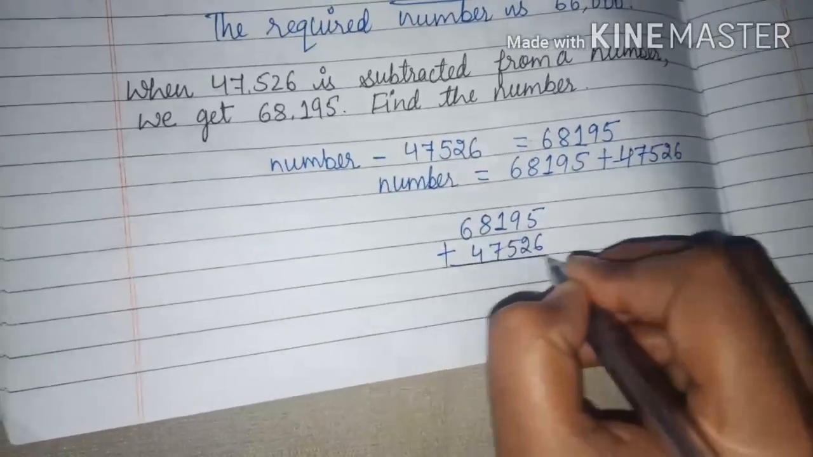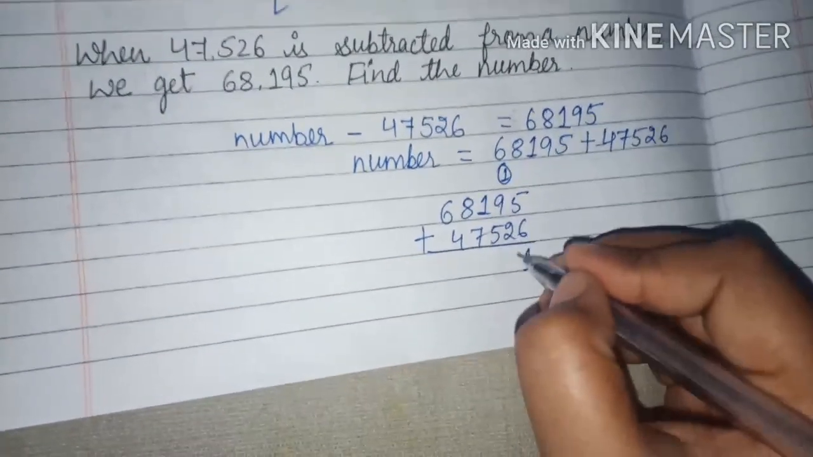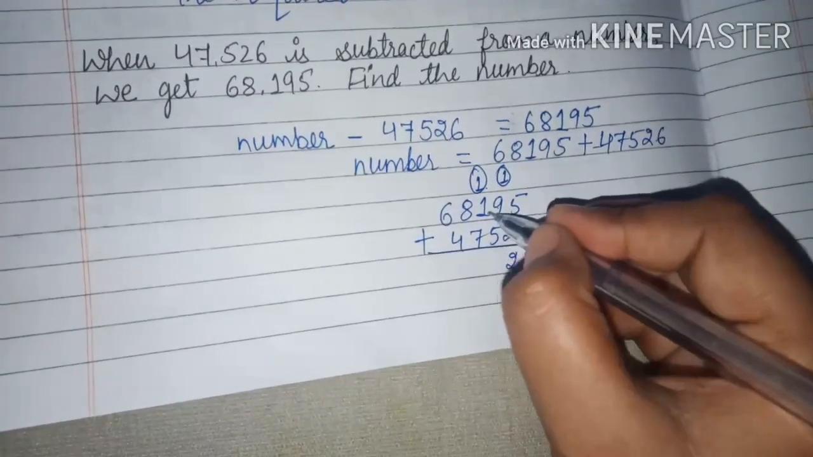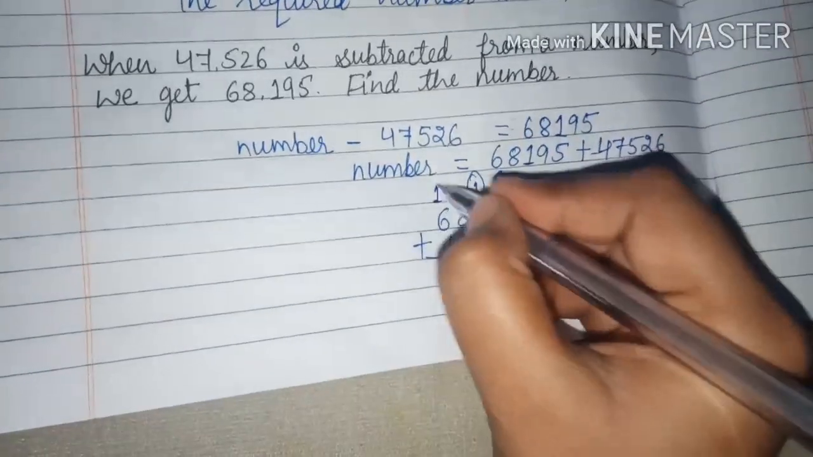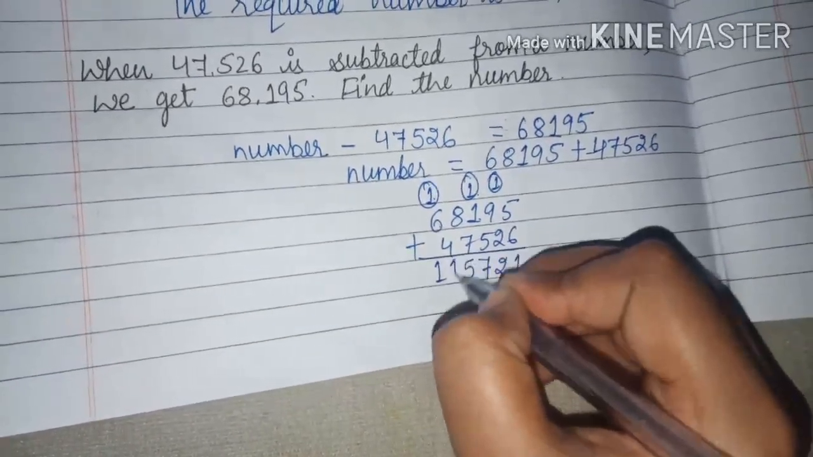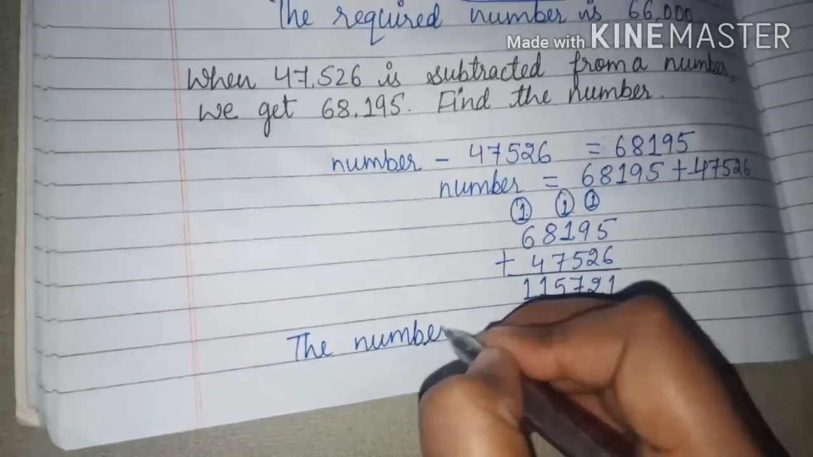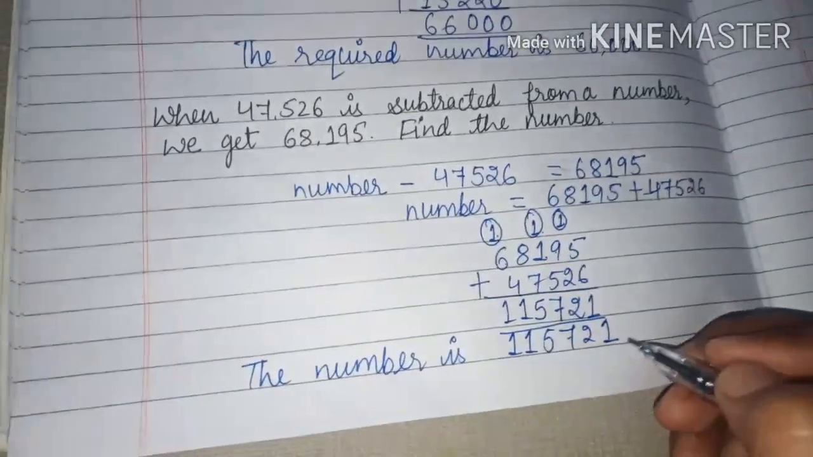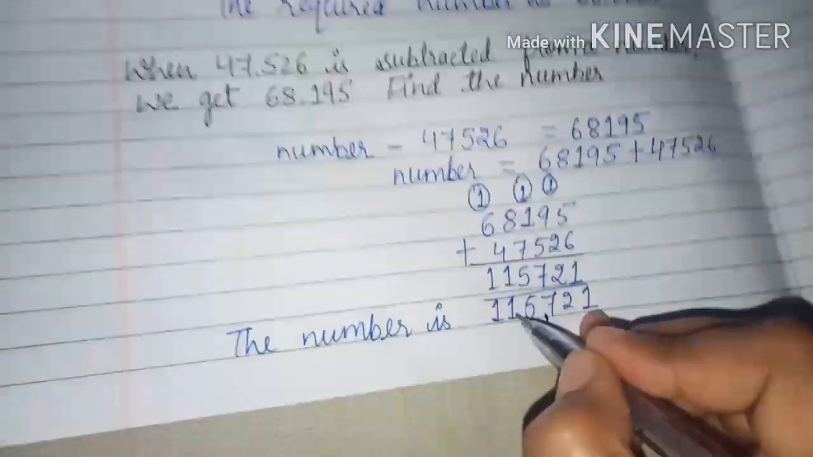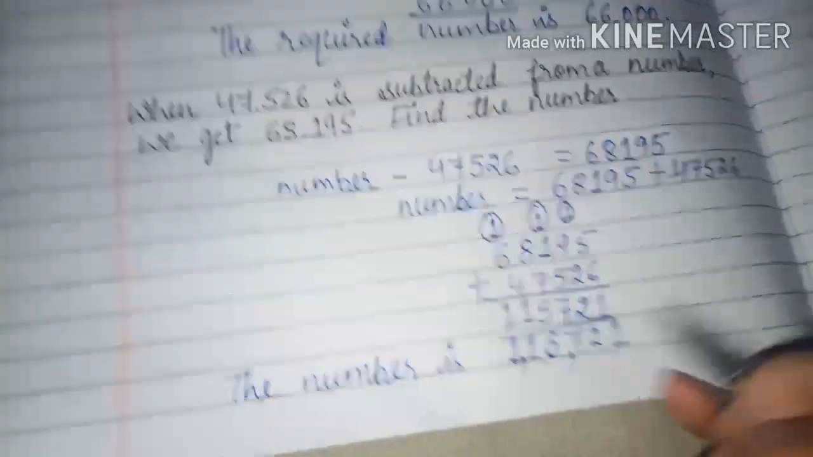47,526. Let's add them. 6 + 5 is 11, 1 carry 1. Now 9 and 1 is 10, 10 + 2 is 12, 2 carry 1. 1 and 1 is 2, 2 + 5 is 7. 8 + 7 is 15, 5 carry 1. 1 + 6 is 7, 7 + 4 is 11. So what is the required number? Find the number. The number is 1,15,721. Is it clear to everyone?